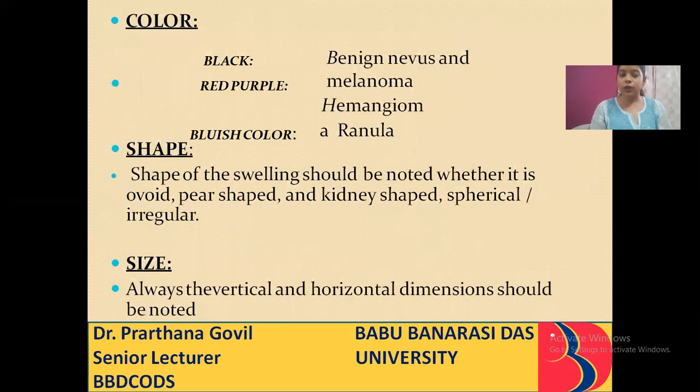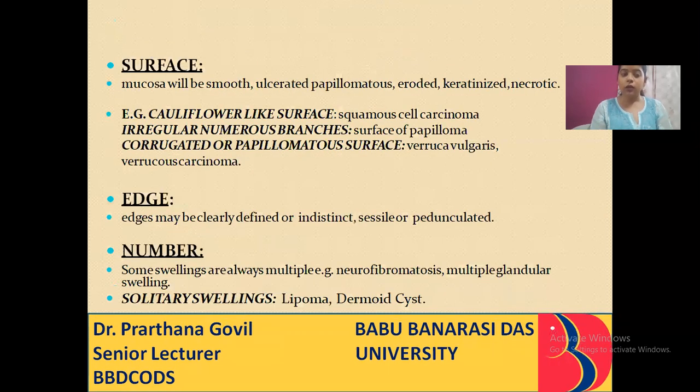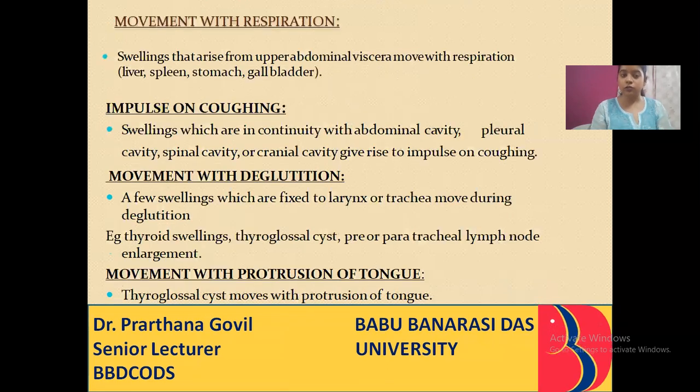Check the color of the swelling. If it is black, it can be a benign nevus. If it is red-purple, it can be a hemangioma. If it is bluish in color, it can be a ranula. Check the shape of the swelling: whether it is ovoid, pear-shaped, kidney-shaped, spherical, or irregular. Check the size of the swelling. Always note the vertical and horizontal dimensions of the swelling. The surface of the swelling should be seen, whether it is smooth, ulcerated, or papillomatous. Edges may be clearly defined or indistinct, sessile or pedunculated. How many swellings are there? You need to see that also.